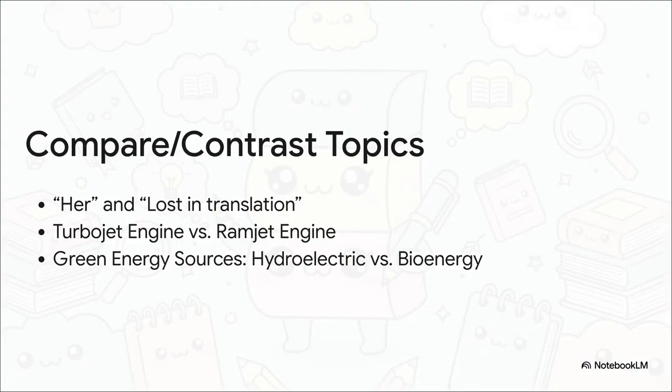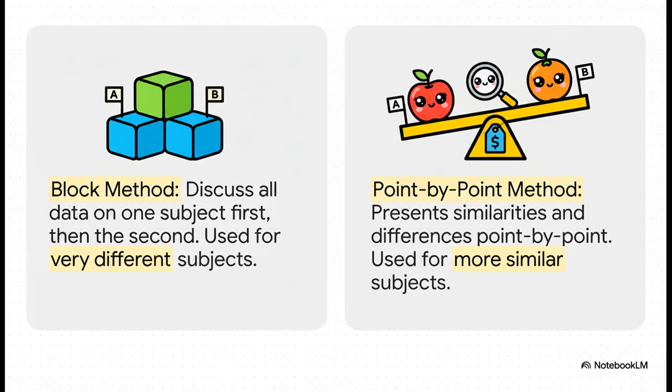So whether you're analyzing how two different Spike Jonze films explore loneliness, or you're dissecting the mechanics of two types of jet engines, or maybe weighing two kinds of green energy, you're using the balancer to find insights you'd totally miss if you just looked at each subject on its own. And when you're doing this balancing act, you've basically got two ways to organize it. There's the block method, where you talk all about subject A, then you talk all about subject B. It works great for things that are really different. Then there's the point-by-point method. This one's more integrated. You discuss one point, like cost, for both subjects, and then move to the next point, like efficiency. This is usually best when your subjects are pretty similar.